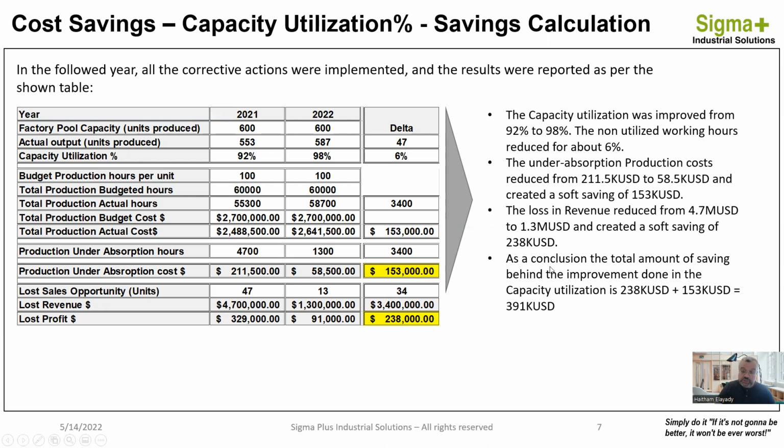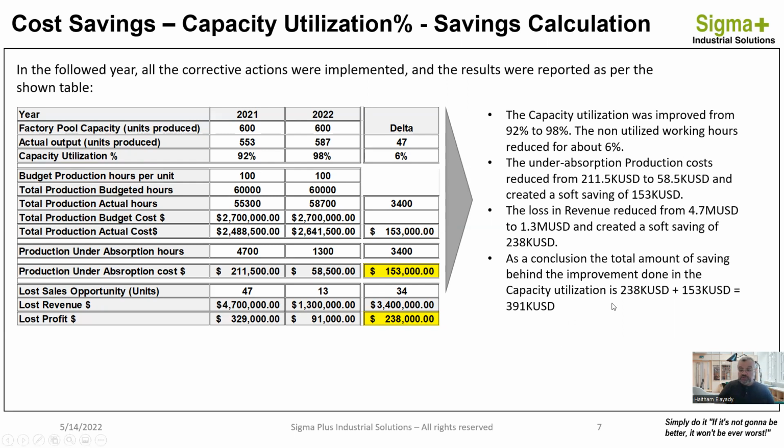So as a conclusion, we can say that the total amount of saving, and here we say soft savings, because this is not something exceeding the expectation or exceeding the target or reducing in the budget. The budget is the same. It doesn't have any tangible effect on the budget. So that's why we mention it's soft saving.